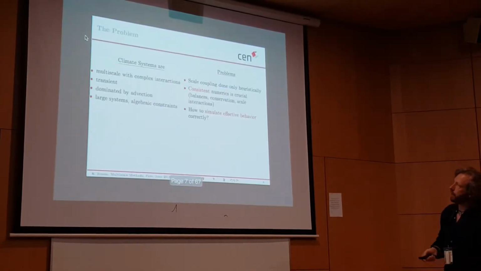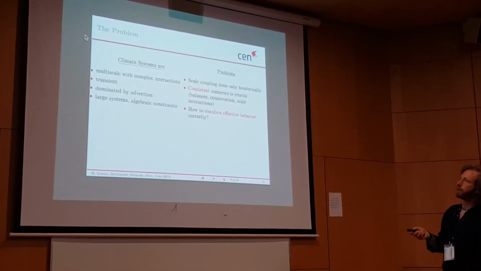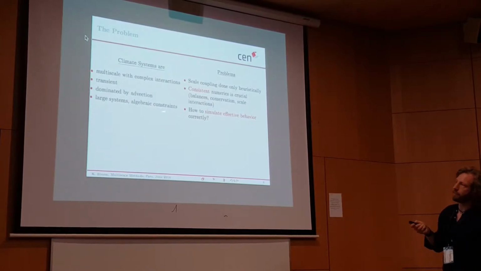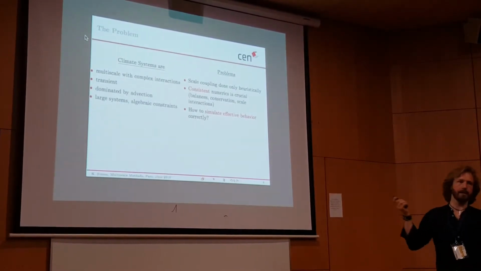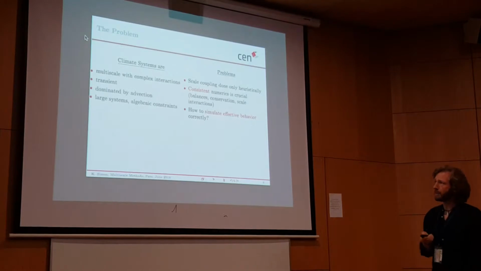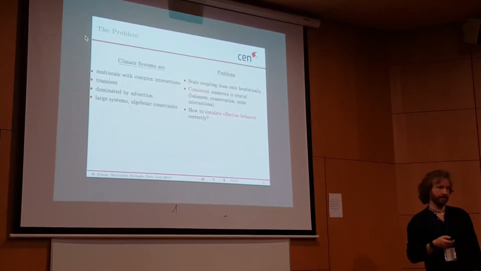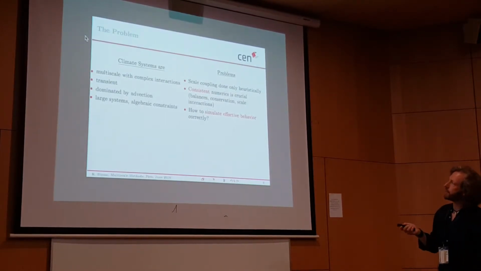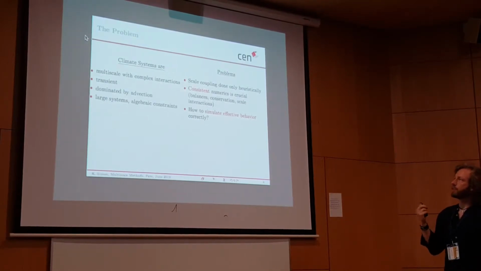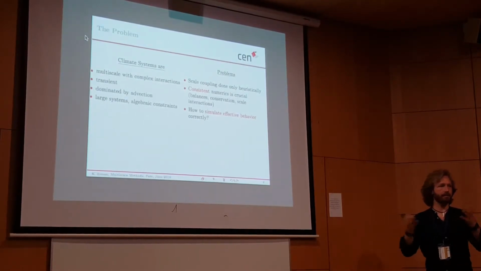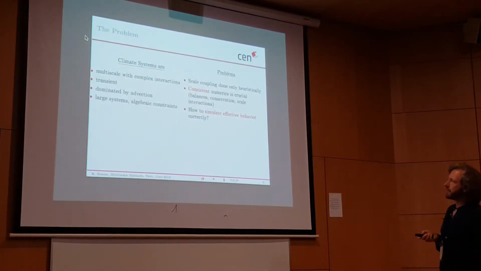Okay, so just a couple more words about climate systems. They're inherently multiscale. They're transient. What makes it in particular difficult is that they are dominated by advection. So how is the scale coupling done? Unfortunately, in many cases, only heuristically. I'll come up with an example in a second. So what we need is actually consistent numerics that couples processes that live on different scales. So how do we simulate the effective behavior correctly?